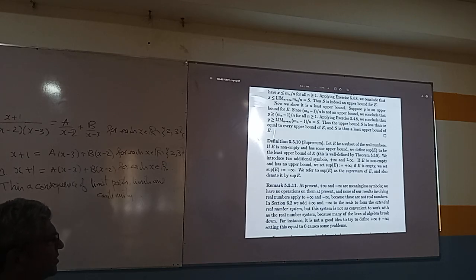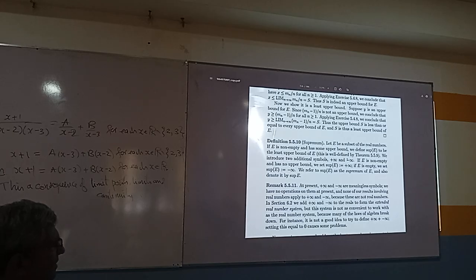We have no operations on them at present, and none of our results involving real numbers apply to plus infinity and minus infinity, because these are not real numbers. In section 6.2, we add plus infinity and minus infinity to the reals to form the extended real number system. That is called the extended real number system. We have the real number system, then R union the set containing minus infinity and plus infinity is called the extended real number system.